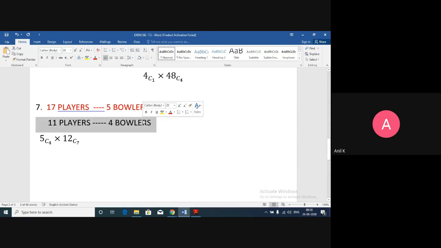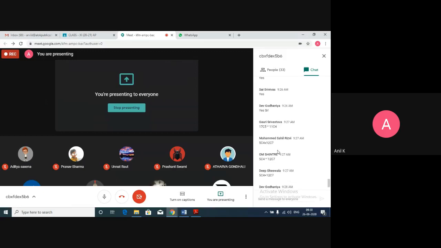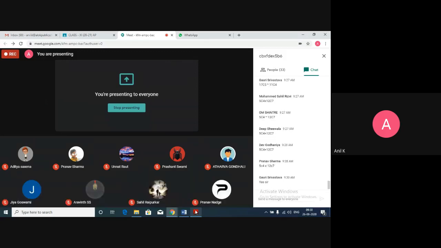How do I select this way? This red one is the given data. These are my total resources which I have. Out of these resources, I have to make this team. How do I make it? How many ways can I make it? Is that clear, Gauri? Okay.